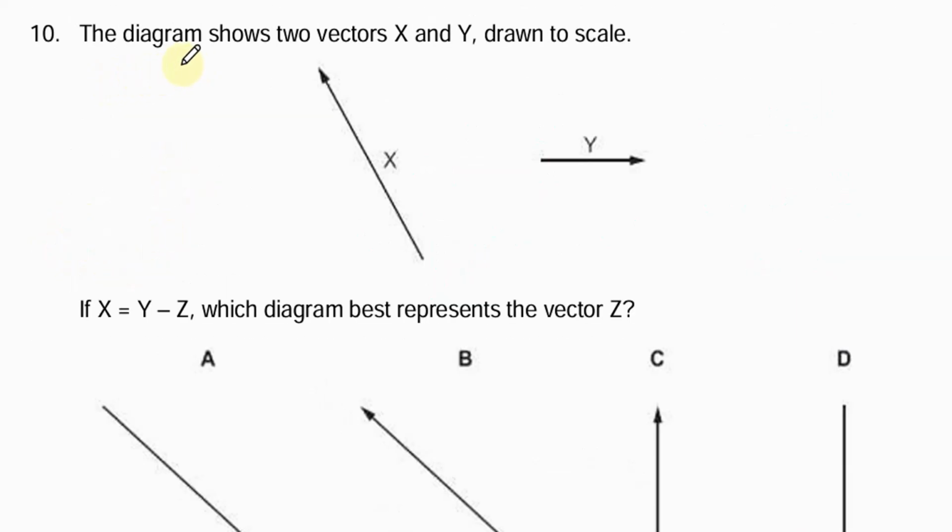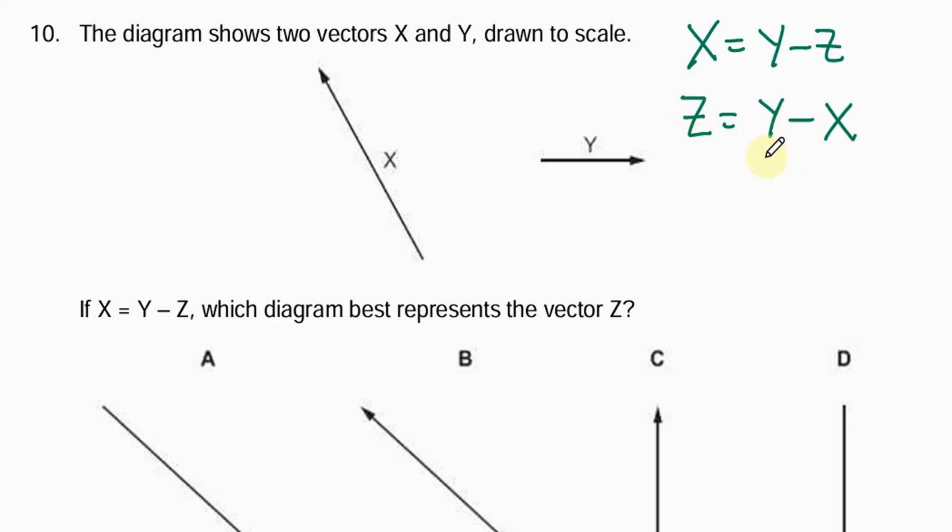Let's look at number 10. The diagram shows two vectors, x and y, drawn to scale. If x is equal to y minus z, which diagram best represents the vector z? So we know that x is y minus z, and we are looking for z. So the first step here is to make z the subject of the formula. So we're starting with x equals y minus z. I'm going to bring negative z to the left-hand side. It becomes positive. And the x we can take to the right-hand side. So it becomes negative x.